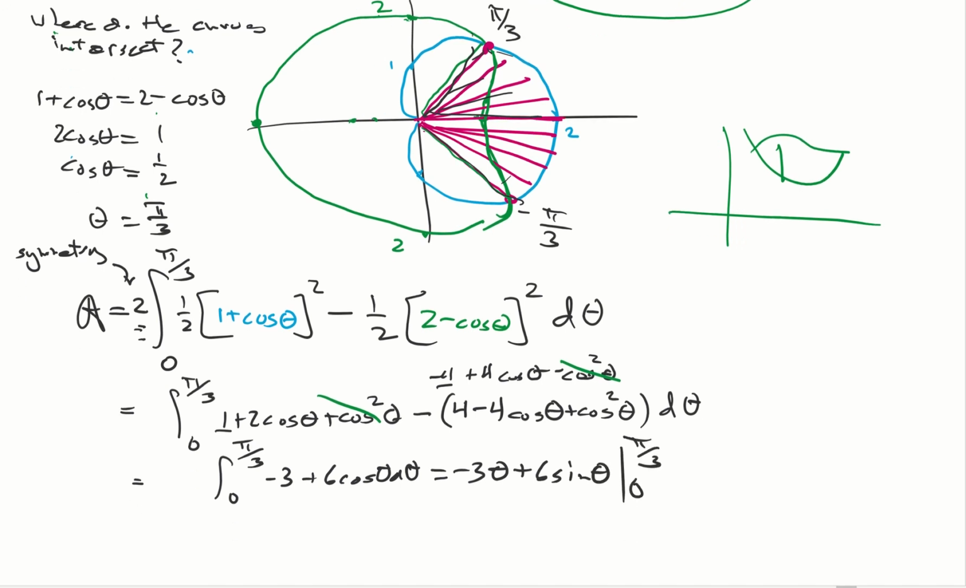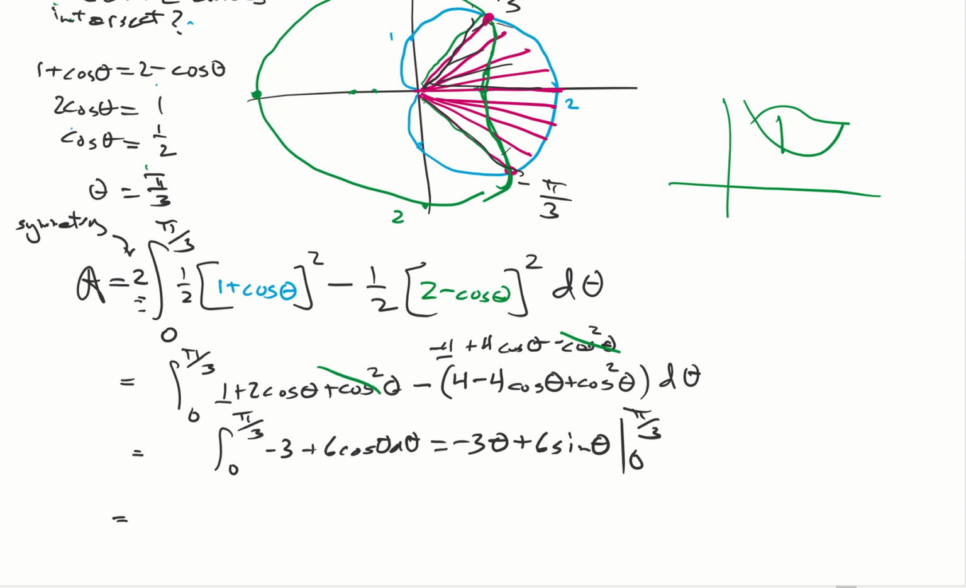Let's see what we got. I don't feel comfortable about what I got. Something's wrong, but okay. I got right here negative pi. And then when I plug in pi over 3, I've got plus 6 times, O ye of little faith, radical 3 over 2 for sine. That's 3 radical 3. And then we're going to plug in 0, where you're going to get 0 there. So what we have is 3 radical 3, but minus pi.